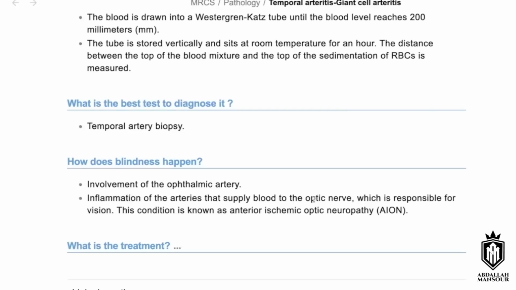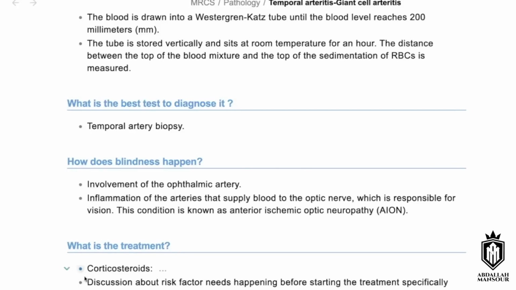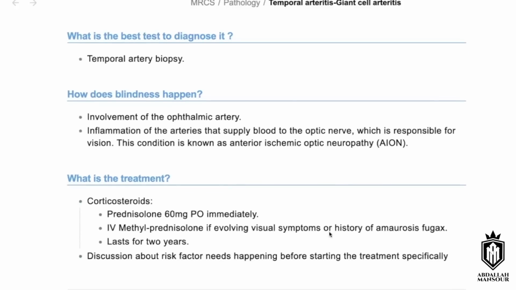What's your treatment here? It's usually high dose steroids. Initially you might start with 40 to 60 milligrams of prednisolone, but in the presence of impending visual loss, you might give IV hydrocortisone, probably 100 milligrams, for at least 2 weeks. Then you taper down with improvement of clinical symptoms.